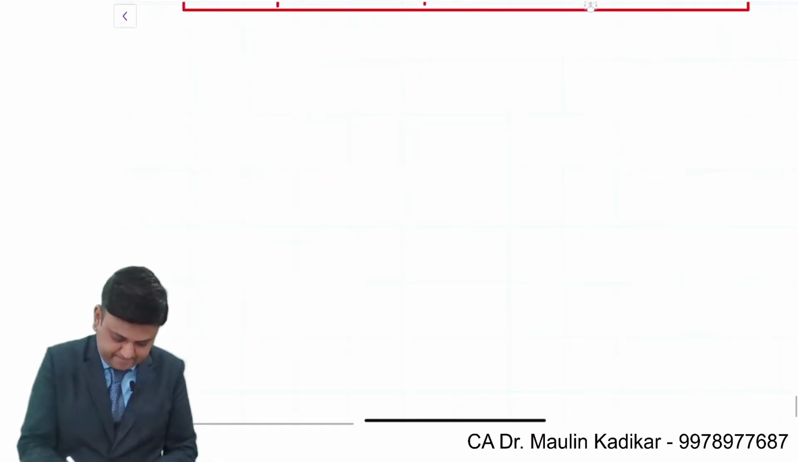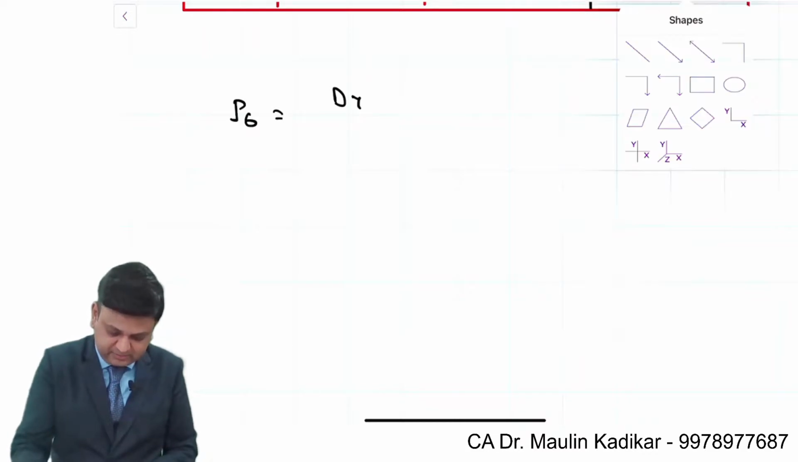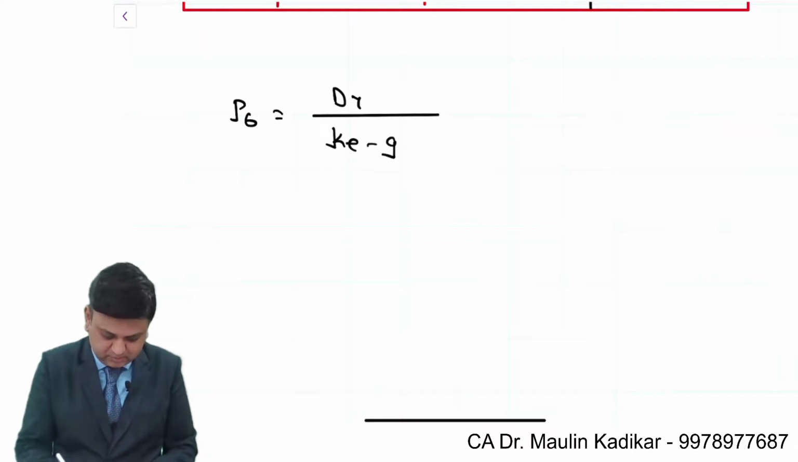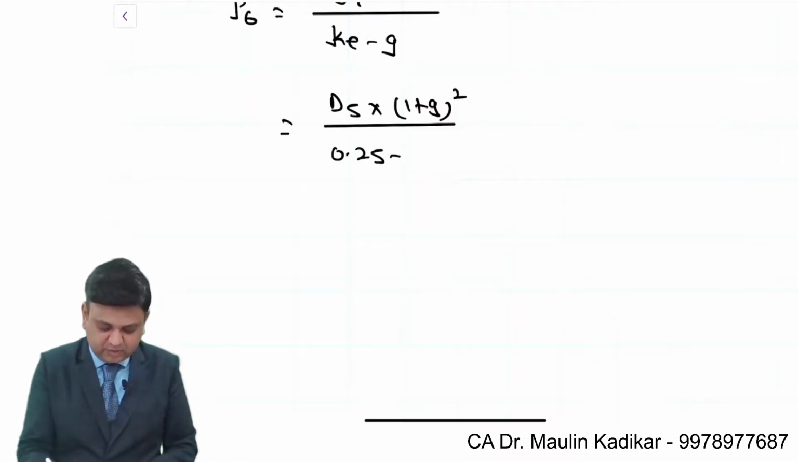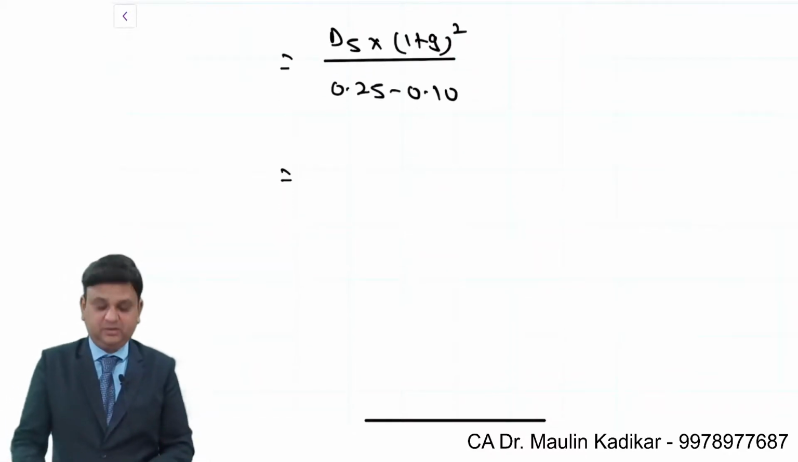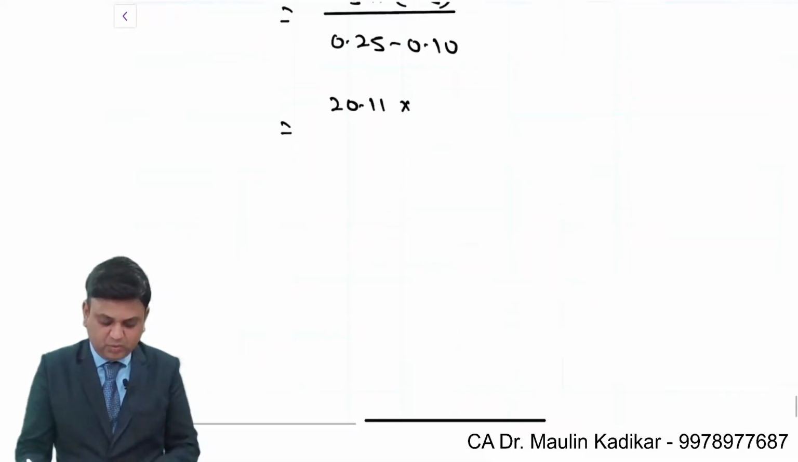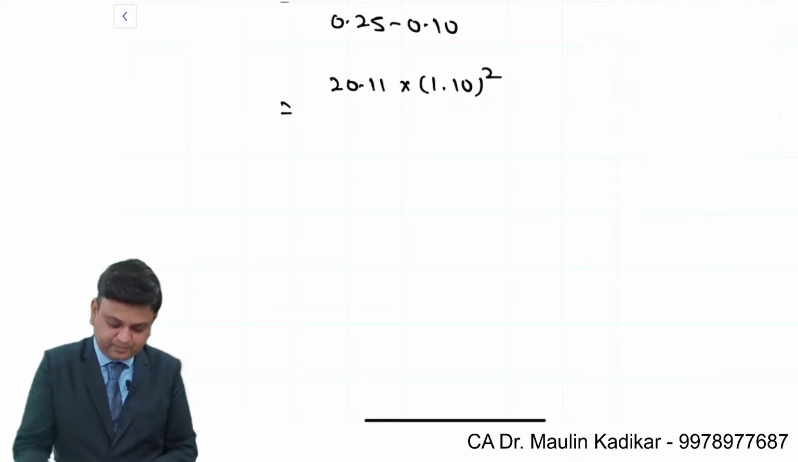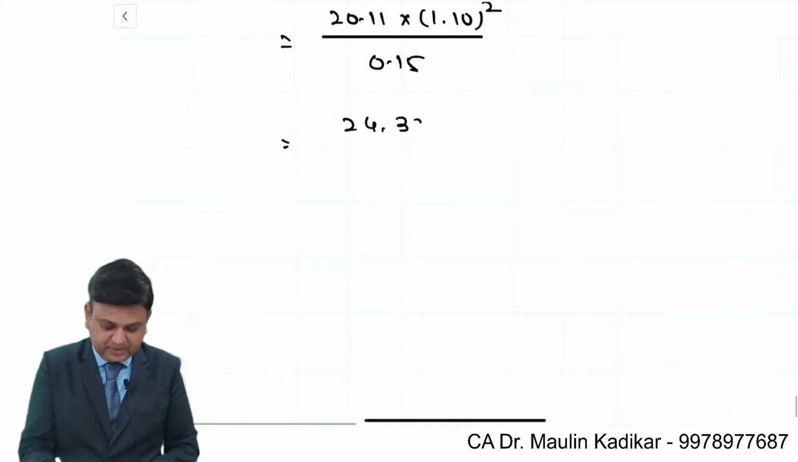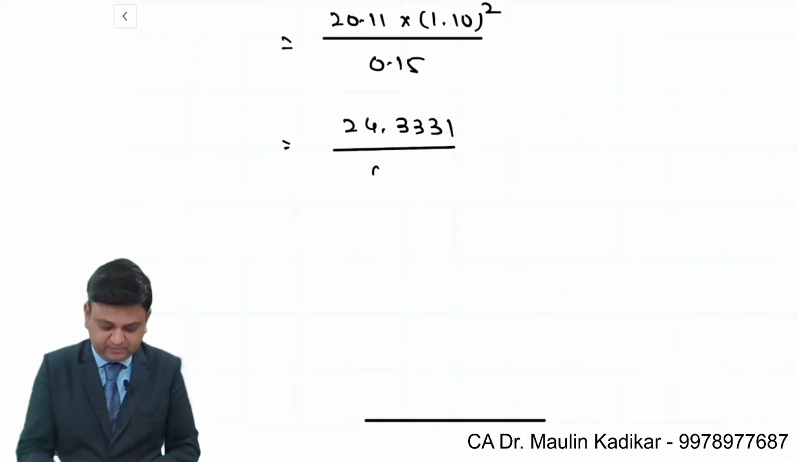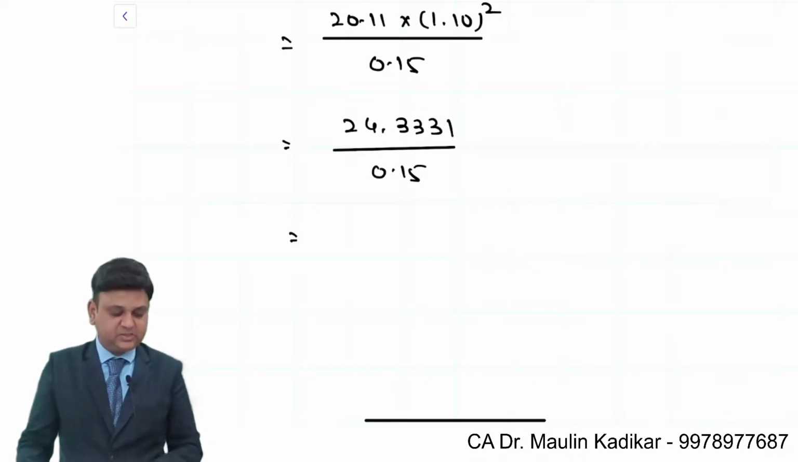Next is P6. It can be calculated as D7 divided by K minus E. Now what is the 7th year dividend? We understand it is D5 into 1 plus G raised to 2, divided by K minus E. 25% less 10%. What is the 5th year dividend? It is 20.11 into 1.10 raised to 2, divided by 0.15. So the answer is 20.11 into 1.21, that comes to 24.3331 divided by 0.15, that is 162.22.